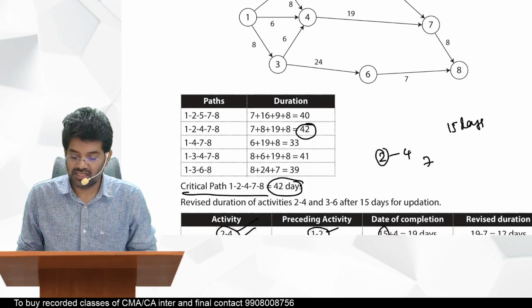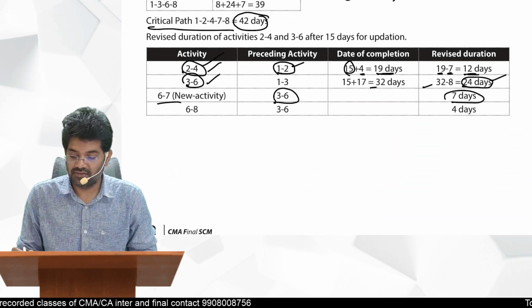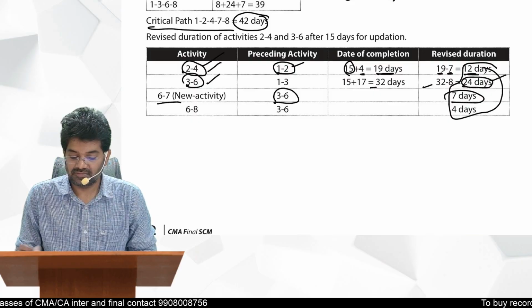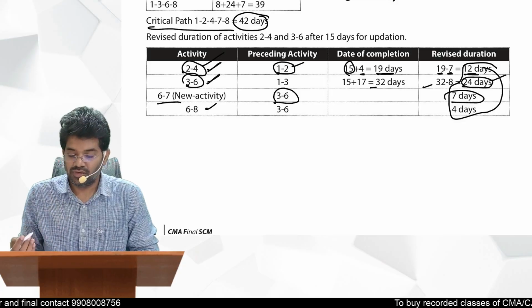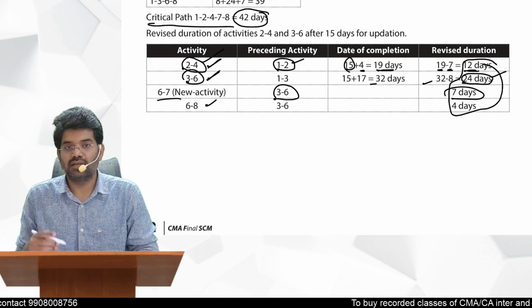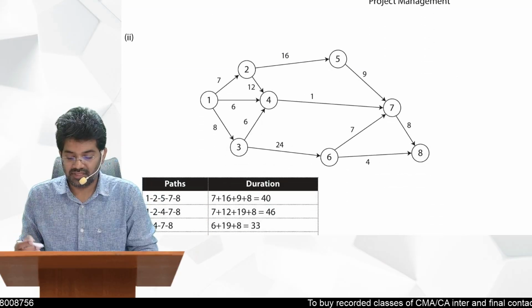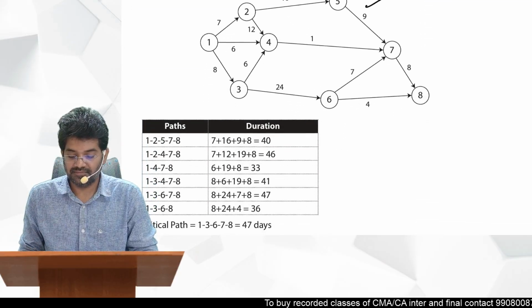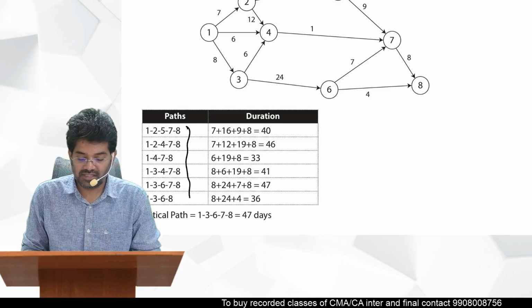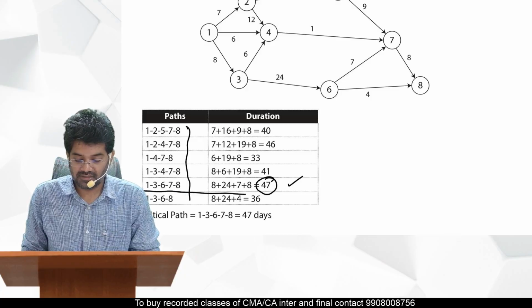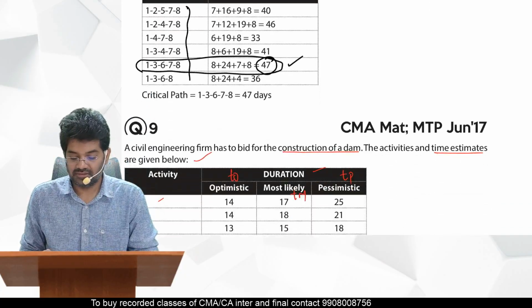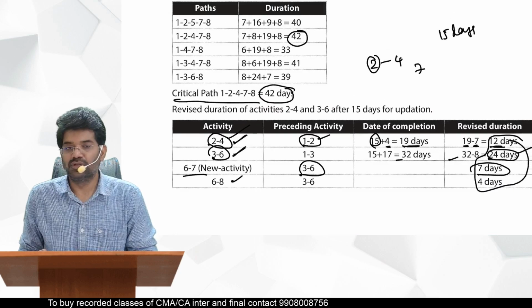So based on this revised duration, now what you should do, this is a revised duration for these activities, 2 to 4, 3 to 6 and 6 to 8. Now you should revise your network diagram and get the revised critical path. This is your revised network diagram. Get the paths. Out of that, highest is 47. So this is the critical path. That's it. Over. So it's a very simple problem.